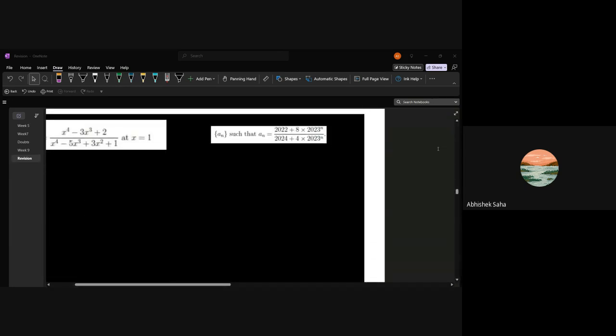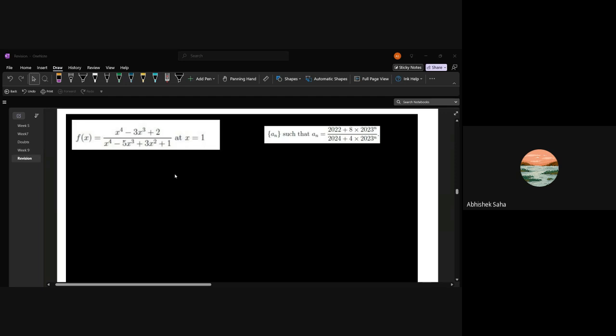Okay, let's move ahead. So this is the problem we have. In this problem, you have to find the limit x tends to 1, or no, x tends to infinity. Limit x tends to infinity. What this question says is f(x) at x equal to 1.